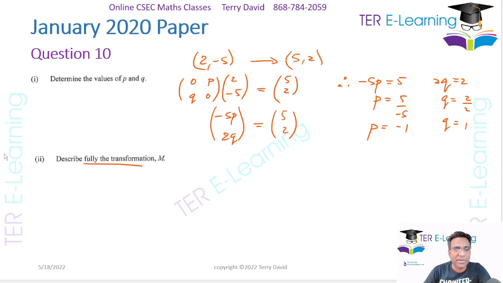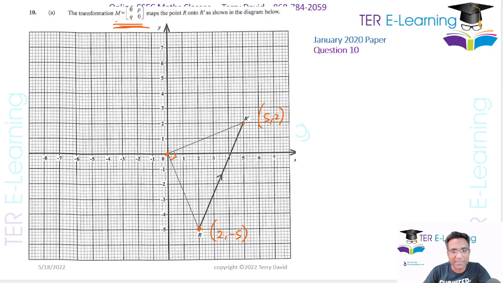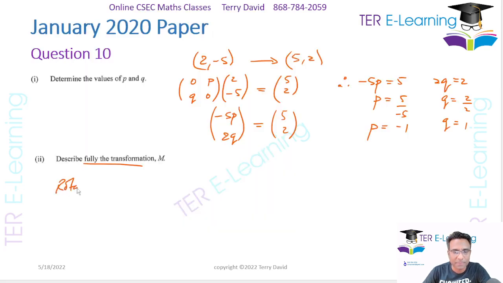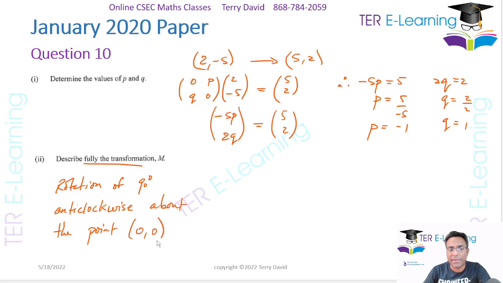Now they want us to describe the transformation. Well, we already said what the transformation is: a rotation of 90 degrees anti-clockwise about the point (0, 0), right? So we always have to specify what the rotation is, whether it's clockwise or anti-clockwise. We have to say the angle, and we need to say what the center of rotation is, right?